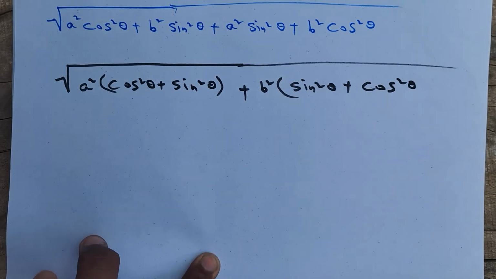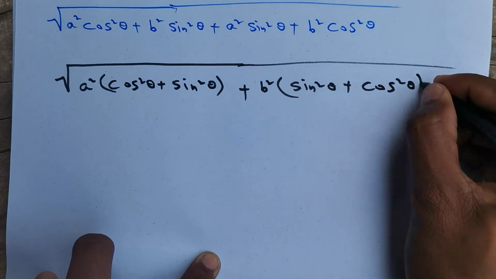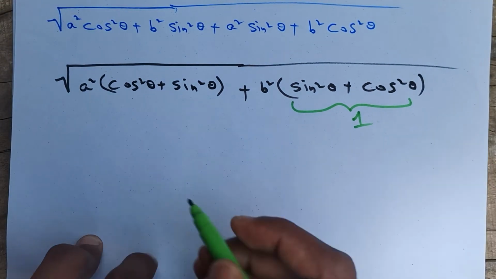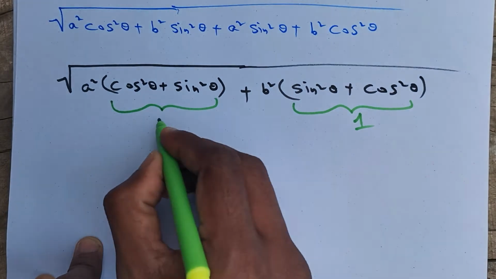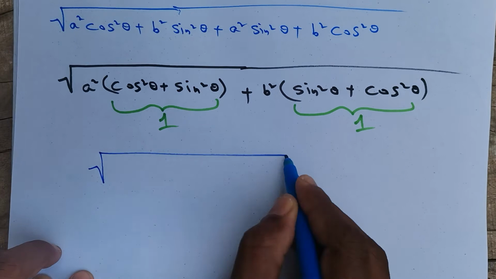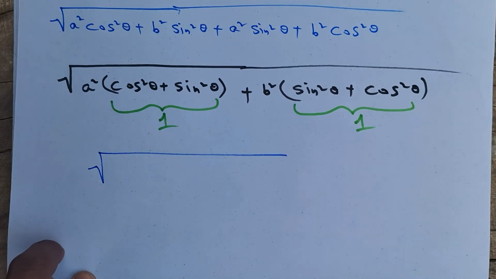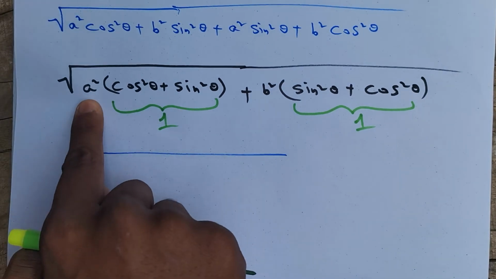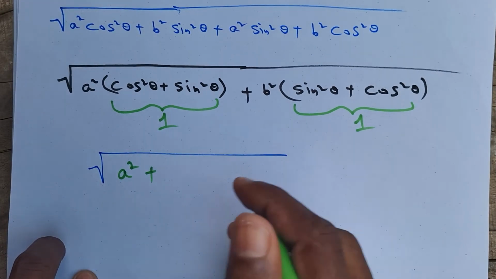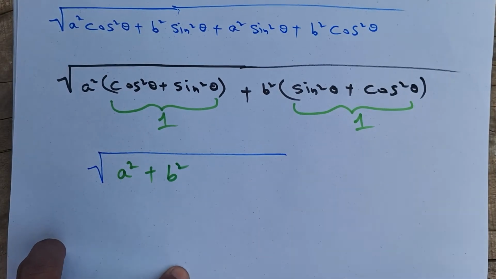Already we know the value of sin square theta plus cos square theta. Sin square theta plus cos square theta is 1. Here also, cos square theta plus sin square theta value is 1. So we get under root a square into 1, a square, plus b square into 1, b square.